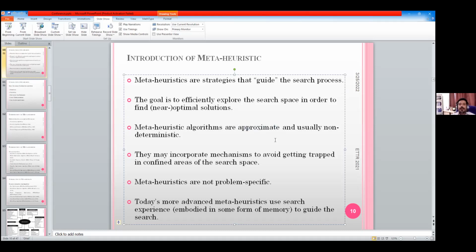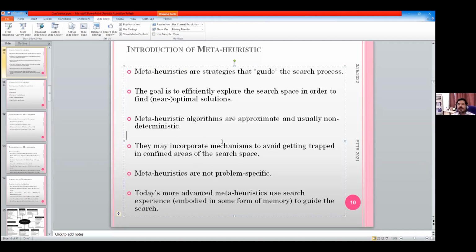So why do we then use them? Because so many problems cannot be solved by direct methods. So we have to devise some algorithms by which we can find near optimal solutions. They may incorporate mechanisms to avoid getting trapped in confined areas of the search space. Already I have said that almost all optimization problems have a tendency of getting trapped in a local optima. So nature inspired optimization algorithms can devise some mechanism which gives them the liberty to avoid that trapping.